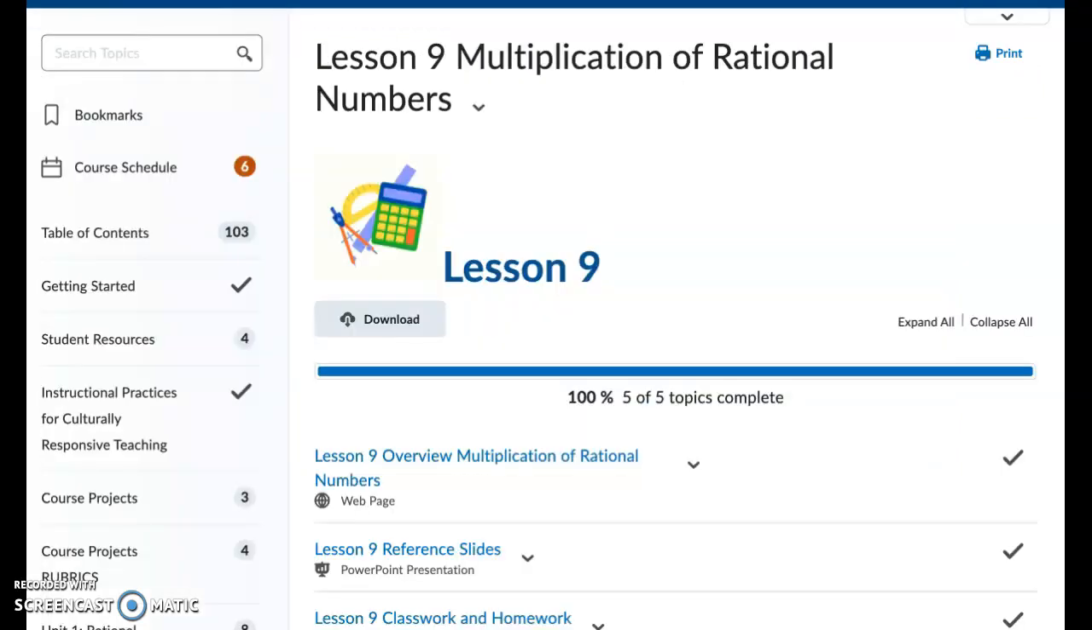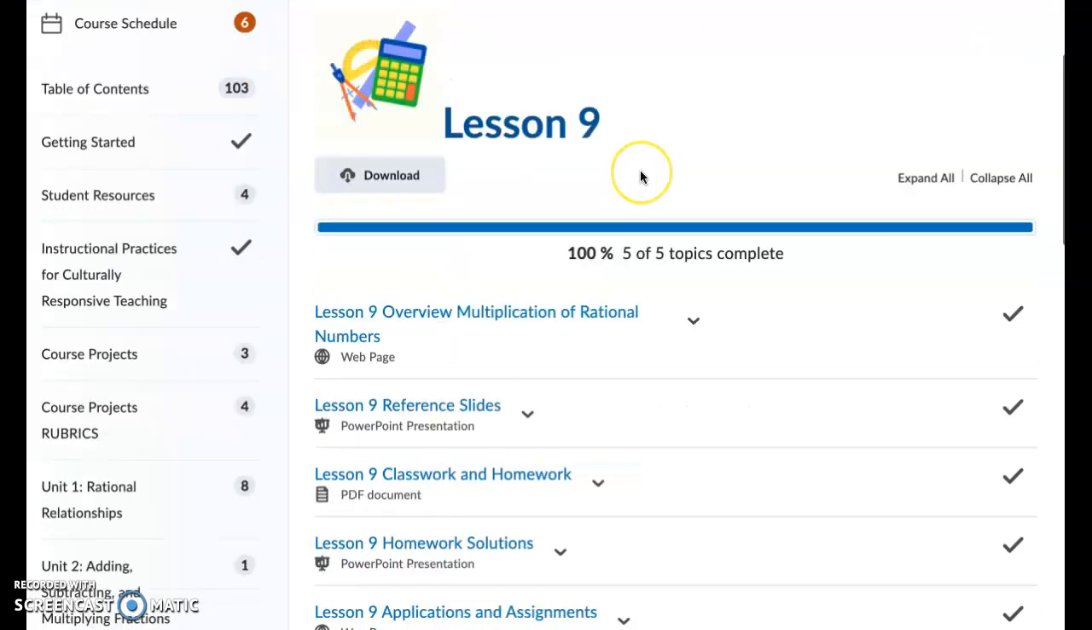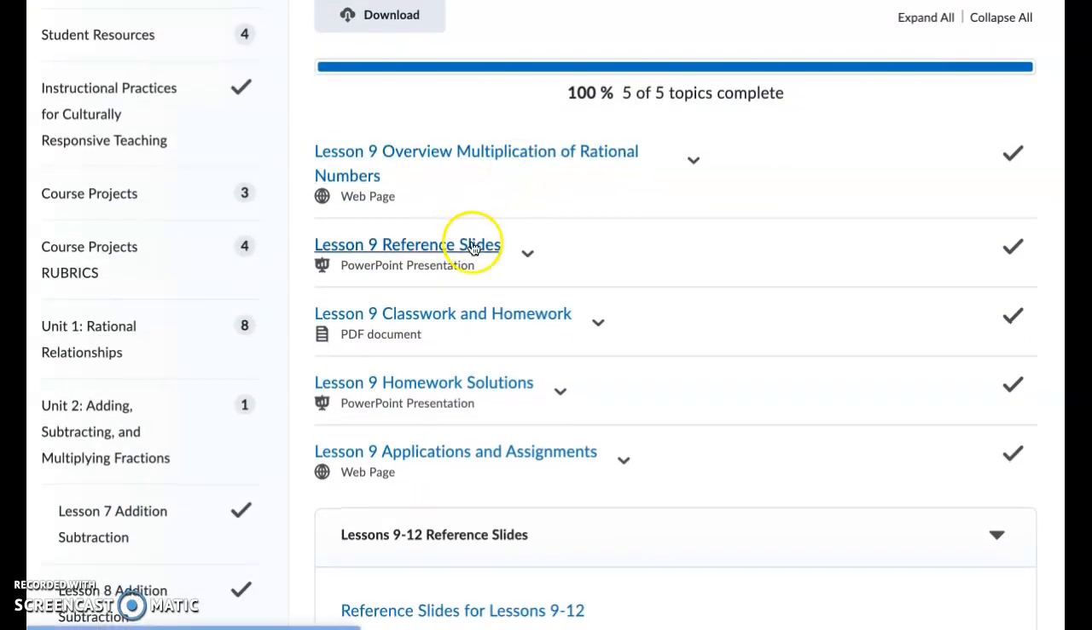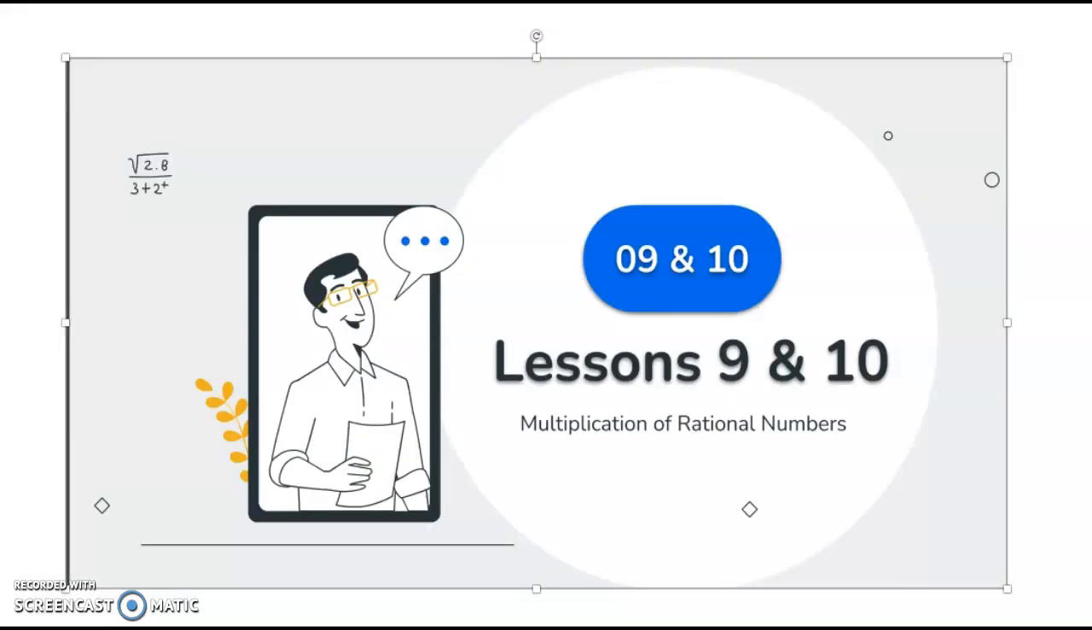Okay, we've clicked into lesson 9, which is multiplication of rational numbers. Just a reminder that it's always good to review the various materials that are available for you, in particular the overview, as well as the applications at the end. We'll give you supplemental information. Let's dive into our slides.